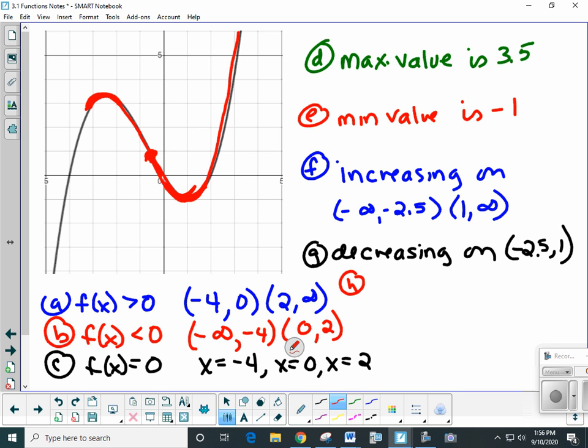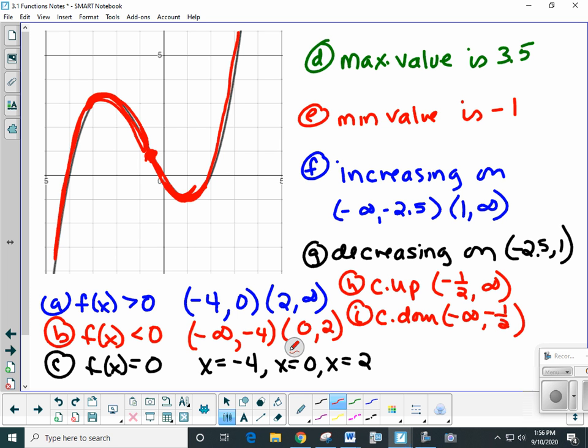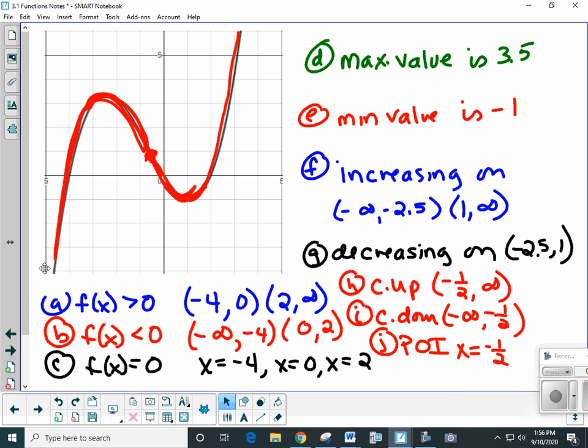So we can say that it's concave up on the interval from, and we're just estimating this here, about -0.5 to infinity. And it's concave down from -infinity to -1/2, right? Because all this stuff over here is down. And then our point of inflection, we shorten that to POI, occurs at x equals -0.5. And again, that's just an estimated value.